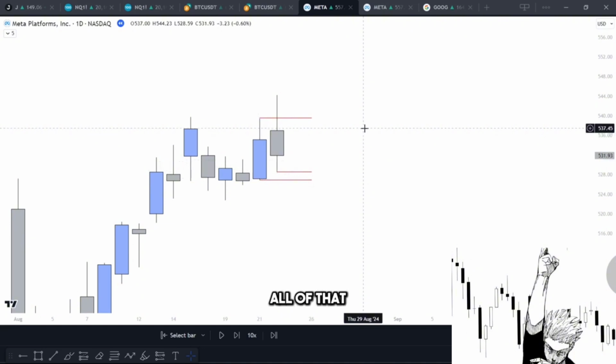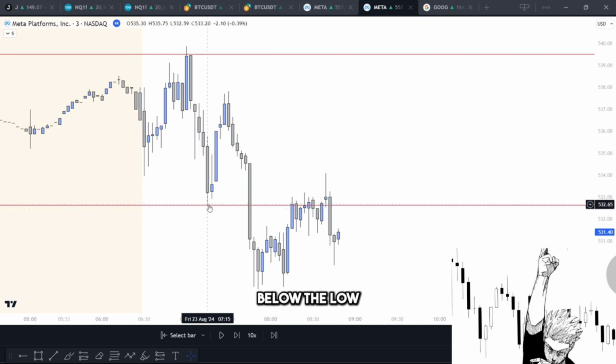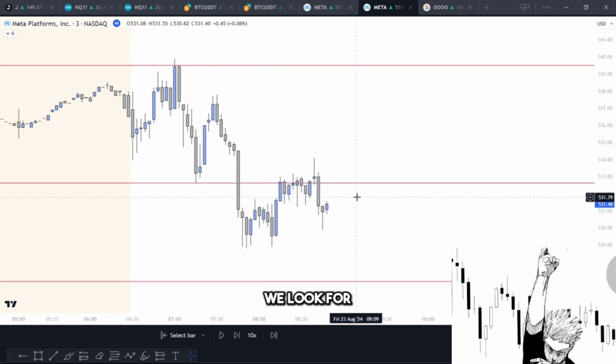So we've got all of that figured out on the higher time frame. Now we're going to drop down to a lower time frame and see if there's a trade we can take. So price broke below the low of that middle candle, and now all we look for is a setup for a trade we can take down to these lows right here.